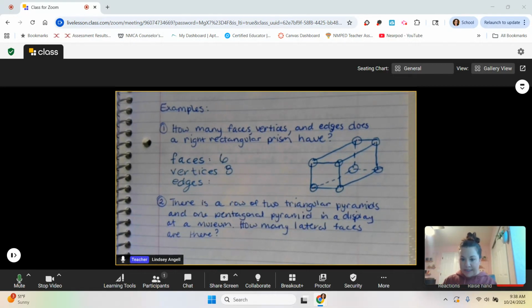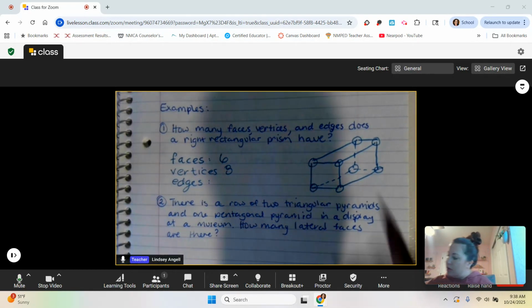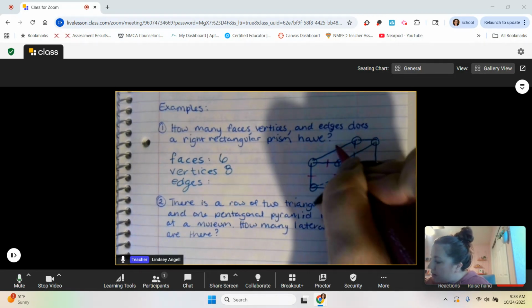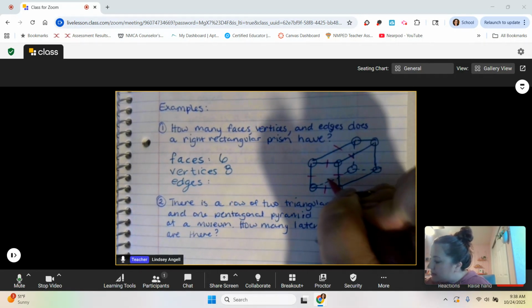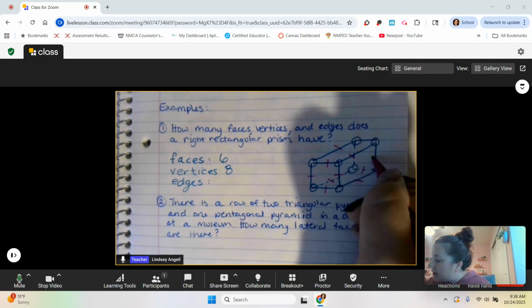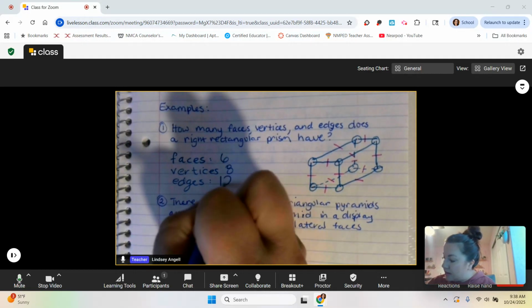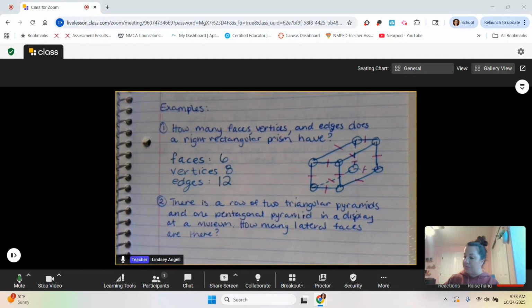And then the edges, that's where the faces meet. So let's see, let me use a different color. We have 1, 2, 3, 4, 5, 6, 7, 8, 9, 10, 11, 12. 12 edges. Okay, so that should help you with number 1 on your practice.